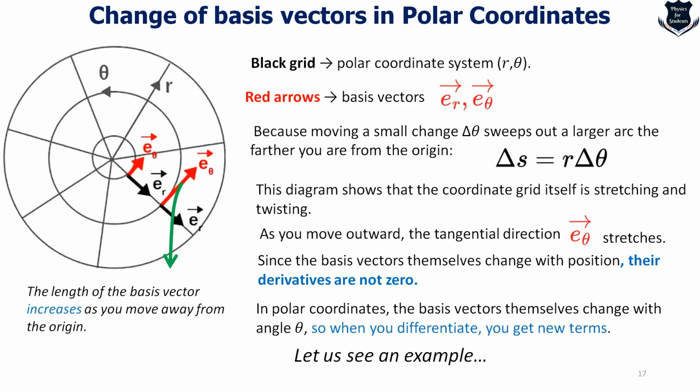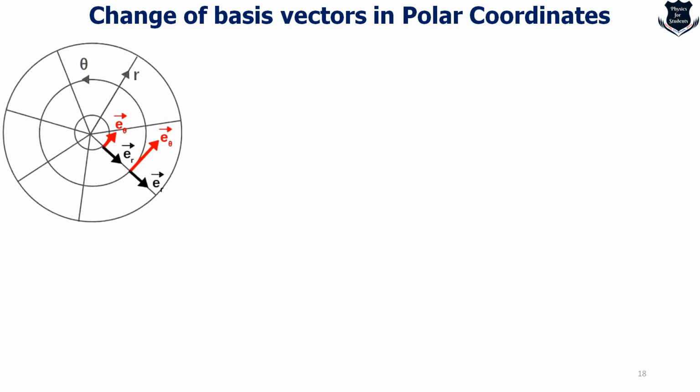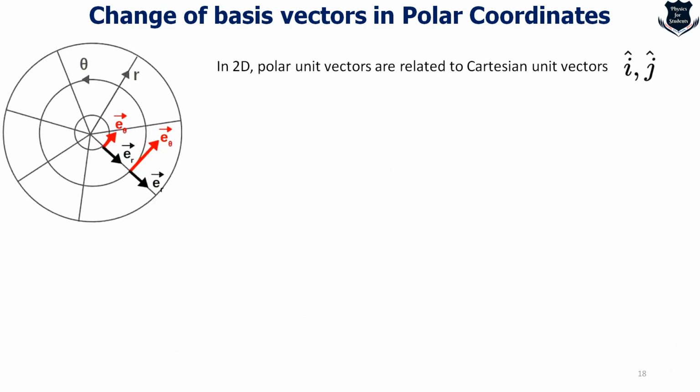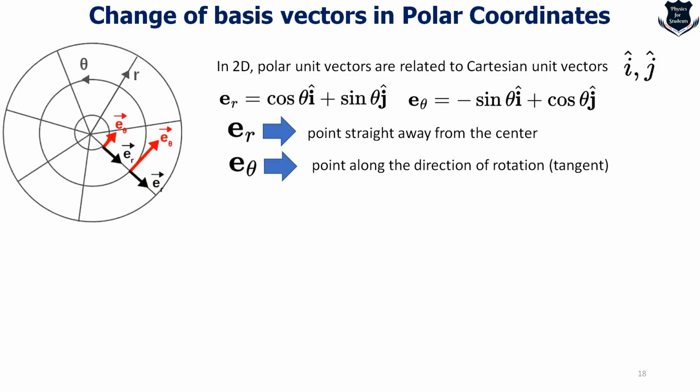Here I would like to show a very simple example which will make things clear. I'm going to take the same polar coordinate. We know that in 2-dimensional polar, units are calculated with i and j. Now if I take E_r, it would be this. If I take E theta, it would be this. E_r means pointing straight away from the center, and E theta means pointing along the direction of the rotation, that is the tangent. Fair enough, till now there is no problem.